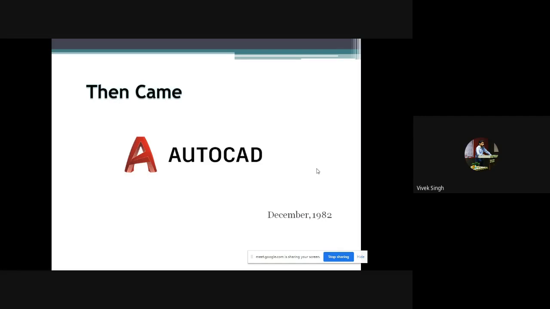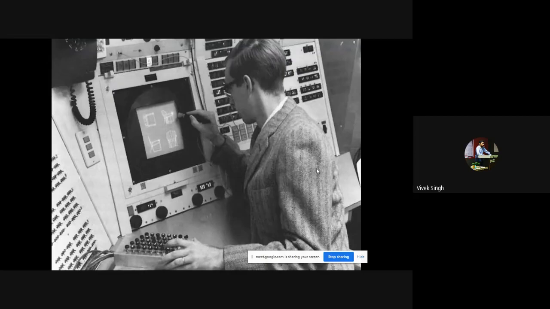And yeah, so it came in December 1982, and this is how it looked initially. You can see this is also complex right now. If you look at this version of AutoCAD, it looks very complex. It looks like it's very difficult to do stuff there, but people found that this was easier than drafting it manually. But for me also, if I talk about myself, I would not be able to operate that machine. I would not call it a software.